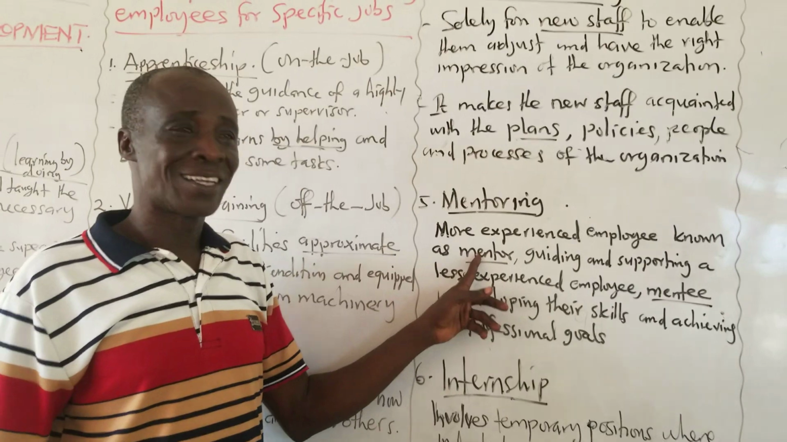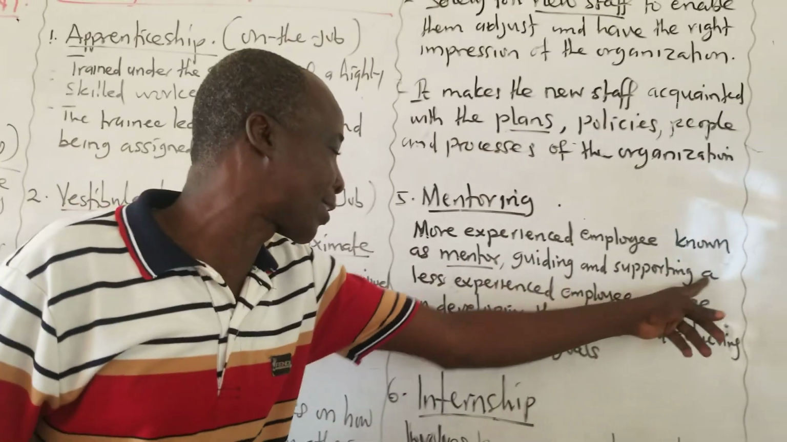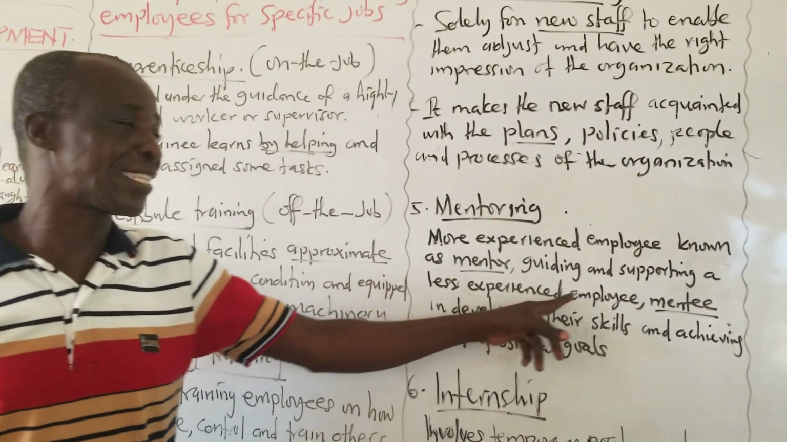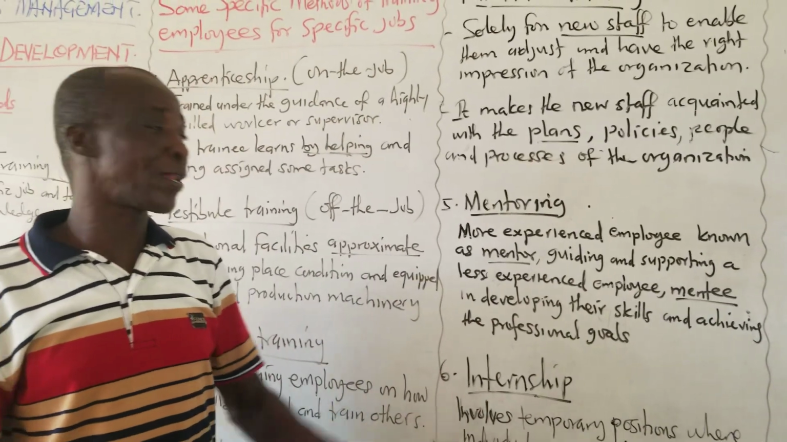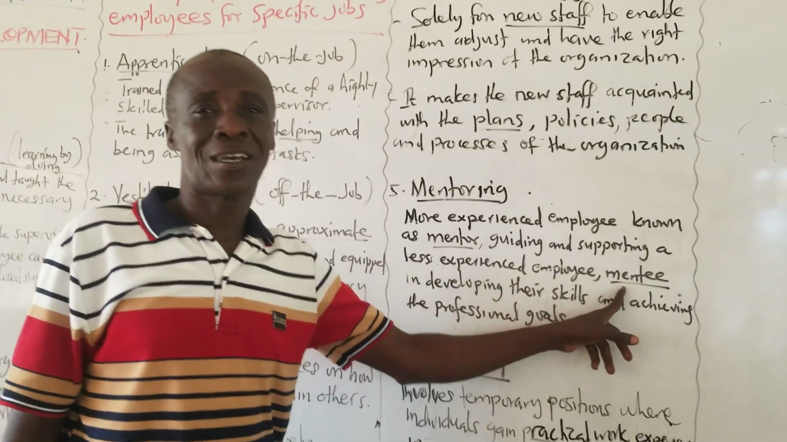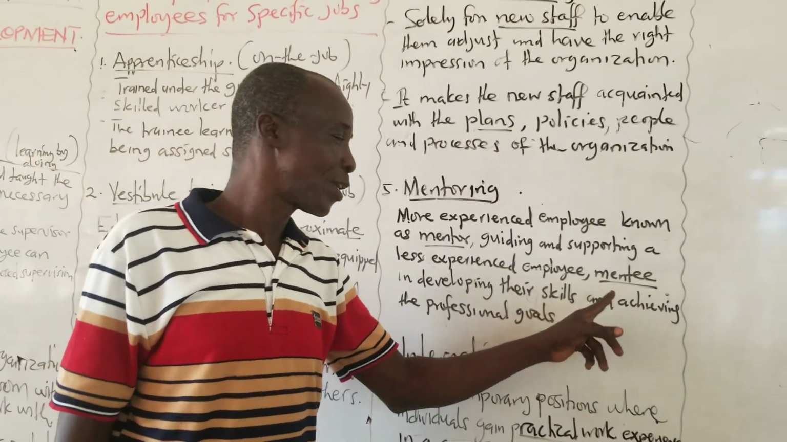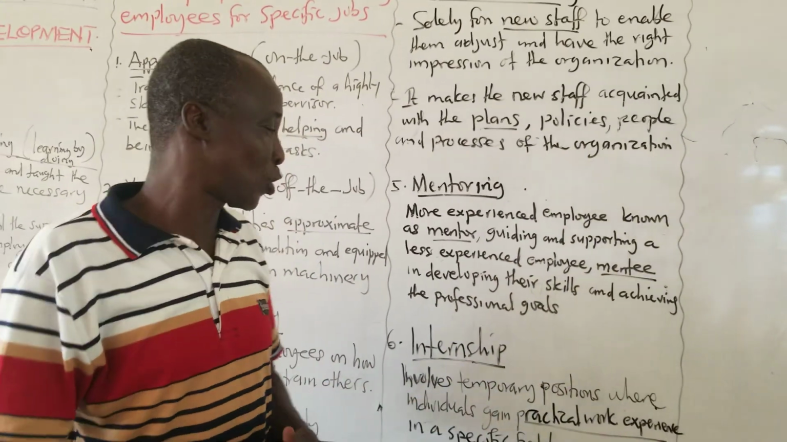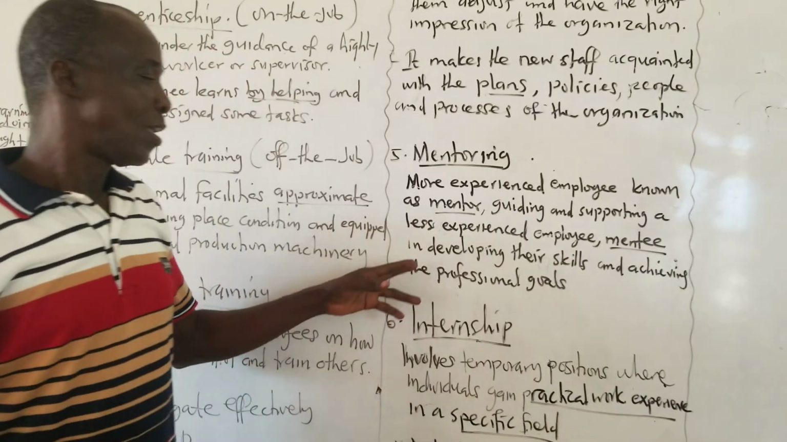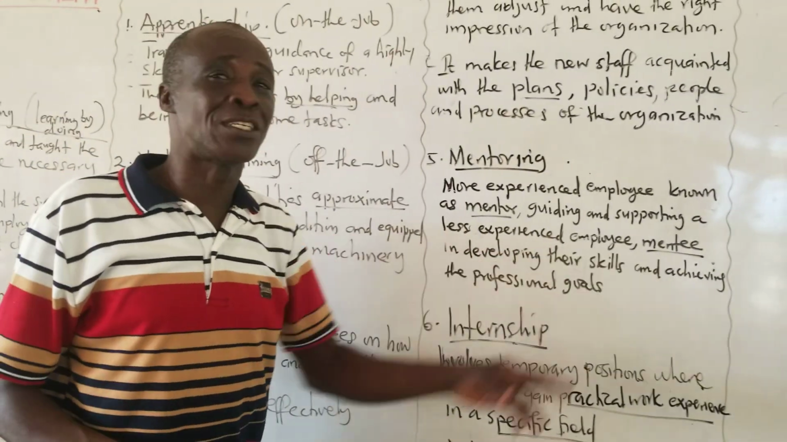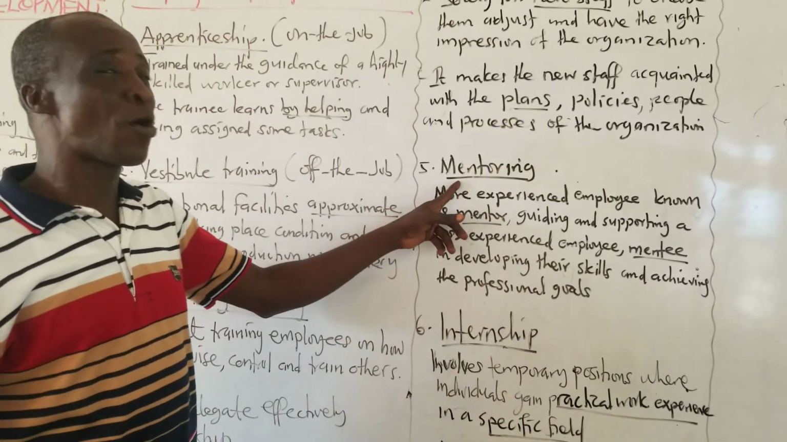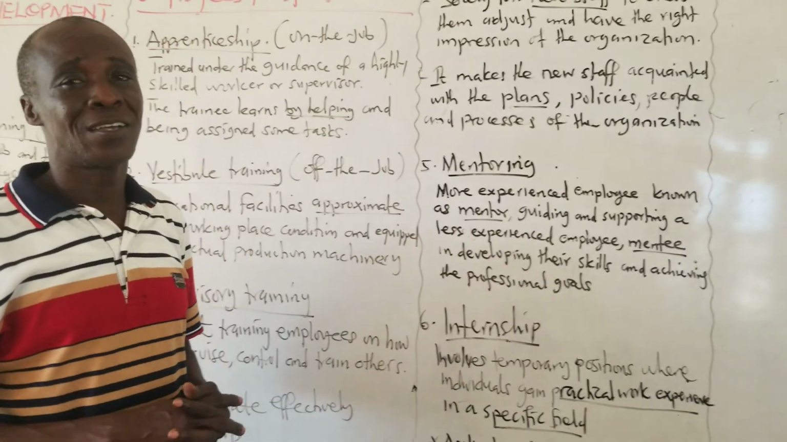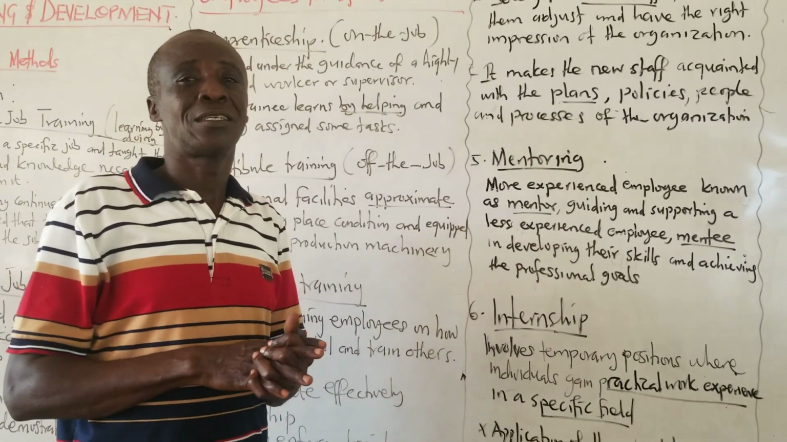This mentor guides and supports a less experienced employee who is called the mentee. So we have the mentor-mentee relationship. And what is the mentee doing? That more experienced worker imparts some skill.